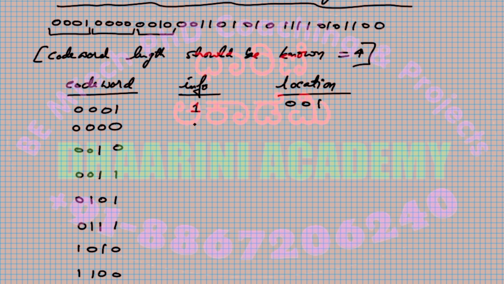Similarly, write the second one. What is the info? Info is 0. What is the next position? 0, 1, 0. Now I'll move further. I'll see what my next info is. Info is 0. Next to that, I have the prefix. What does the prefix mean? It's a location. Trace out a location. 1. So your data is 1, 0.